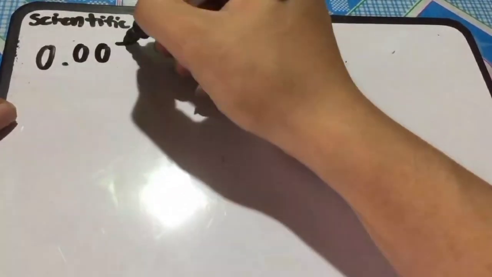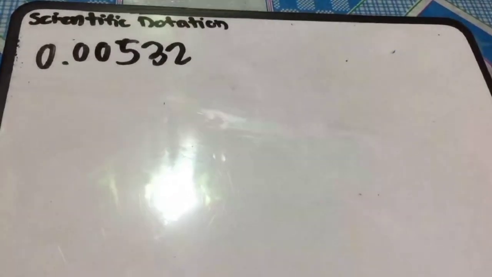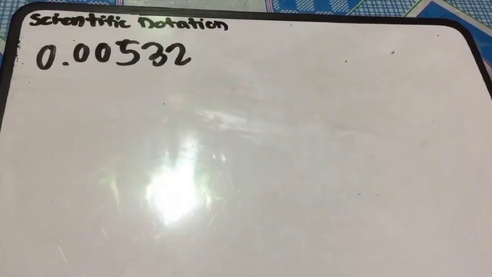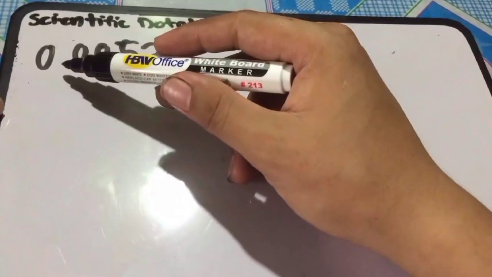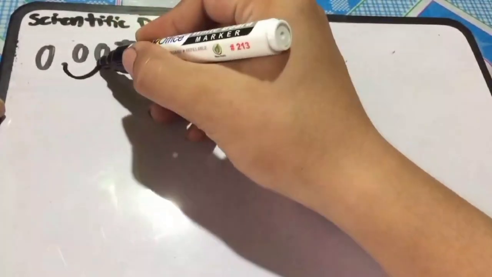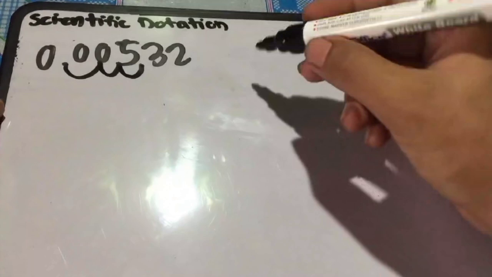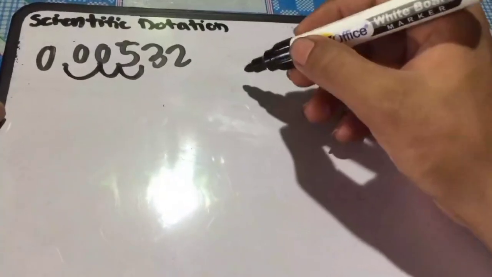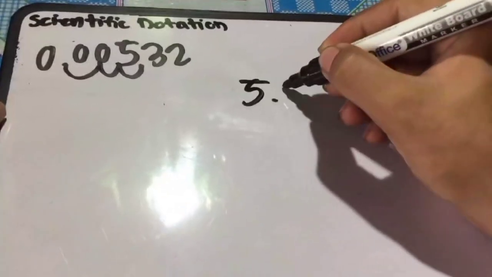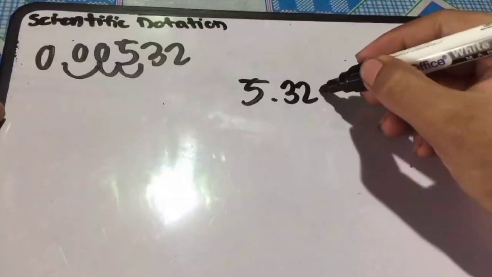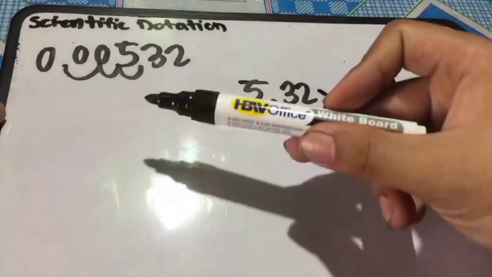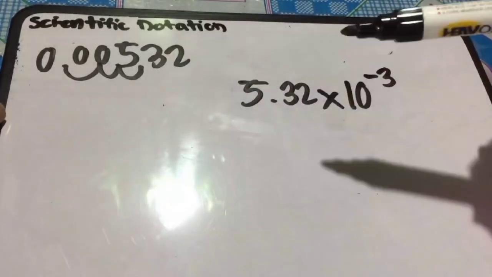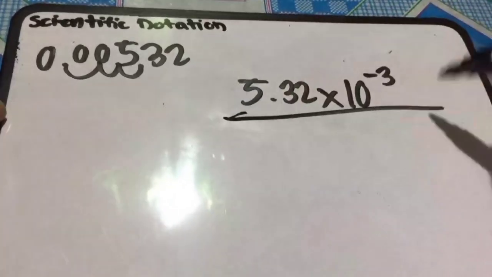Next example is 0.00532. Now, let us convert this into scientific notation. The first thing we're gonna do is move the decimal point to the right 1, 2, 3, which is 3. Now we're gonna convert it to scientific notation, which is 5.32 x 10 negative 3. Why negative 3? Because if the decimal point moved to the right, it will always be negative, and that is the answer.